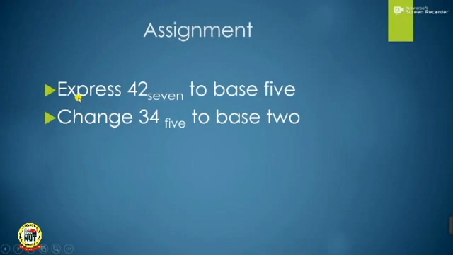Now, this is your assignment. You have to express 42 base 7 to base 5. Then change 34 base 5 to base 2. Now it might interest you to know that all the examples solved in this clip are from past questions. And even this assignment also, when you check your basic textbook, you see these questions as past questions.